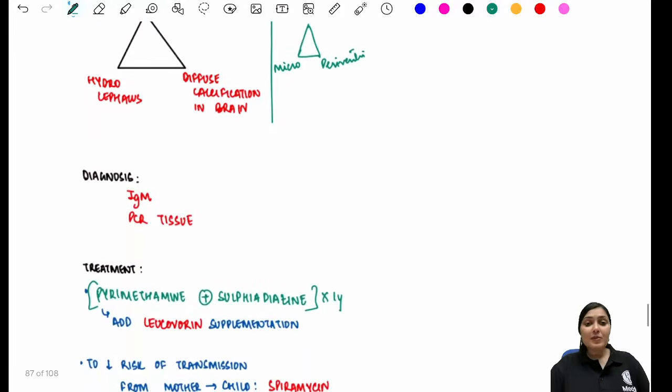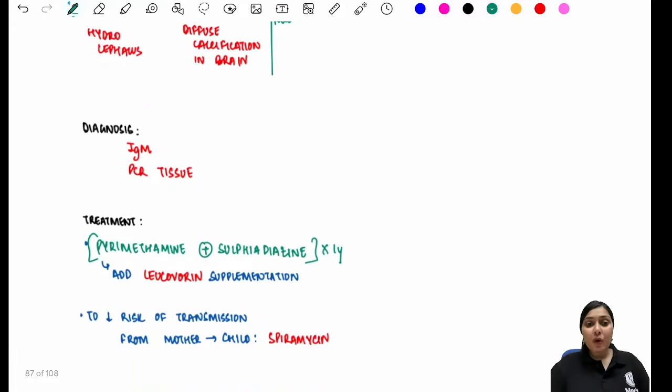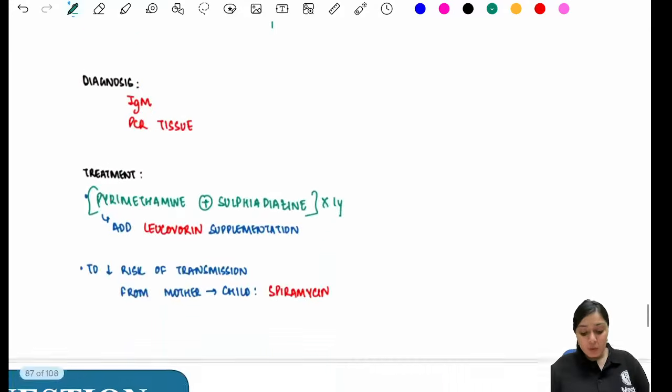Here diagnosis is made by IgM titer and PCR of the tissue. Treatment we all know is pyrimethamine and sulfadiazine for 1 year, and we should add leucovorin supplementation because we are giving pyrimethamine. And to decrease the risk of transmission from mother to child, spiramycin is given to the mother. So this is all about toxoplasma.